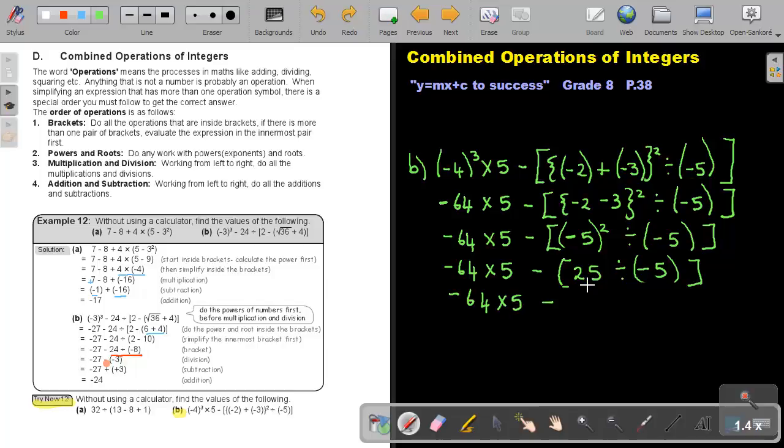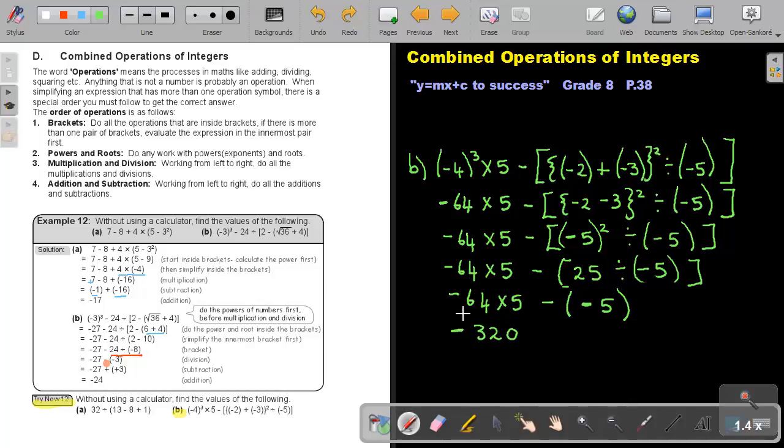So what is 25 divided by negative 5? There's one negative sign. So the answer will be negative. Remember, only at multiplication and division I can count the negative signs and then determine the sign. And that will be 5. And now I can do this multiplication. And if I do that multiplication, it's negative 320.